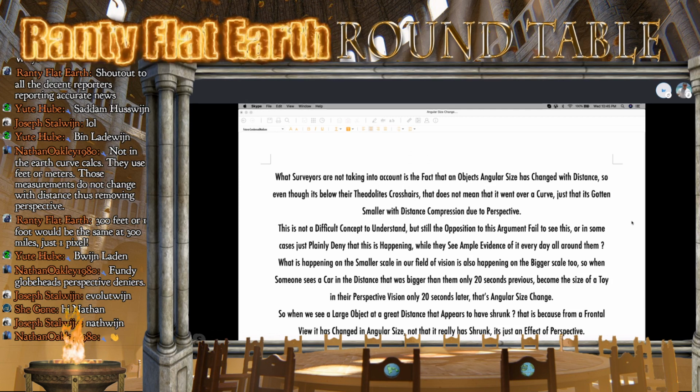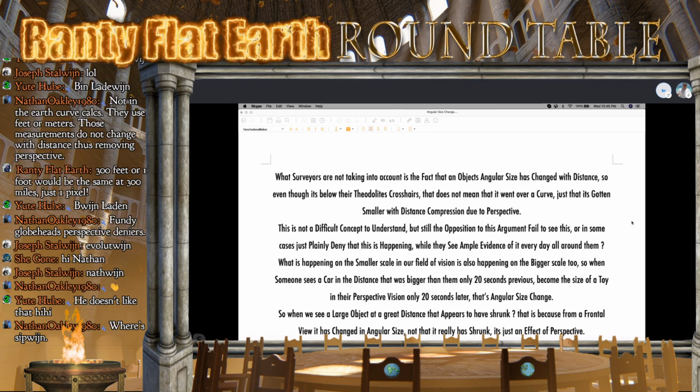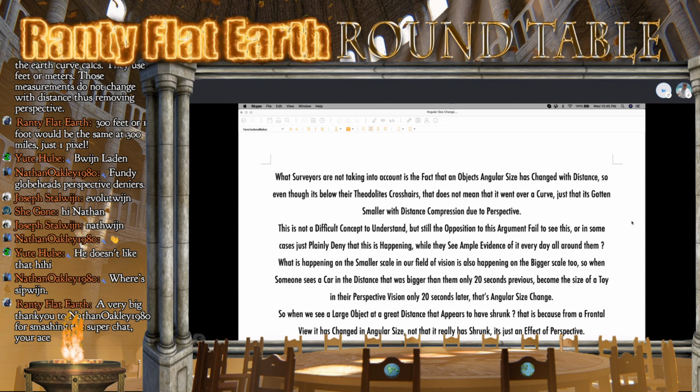So even though it's below their theodolite's crosshairs, that does not mean that it went over a curve, just that it's gotten smaller with distance compression due to perspective. This is not a difficult concept to understand, but still the opposition of this argument fail to see this, or in some cases just plainly deny that this is happening, while they see ample evidence of it every day all around them.